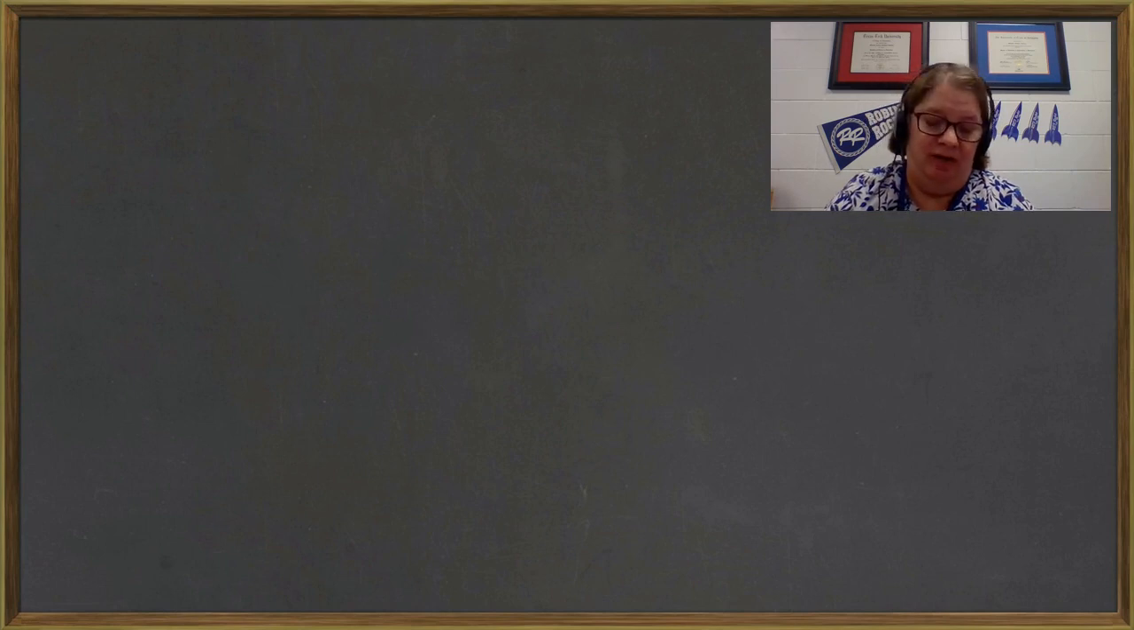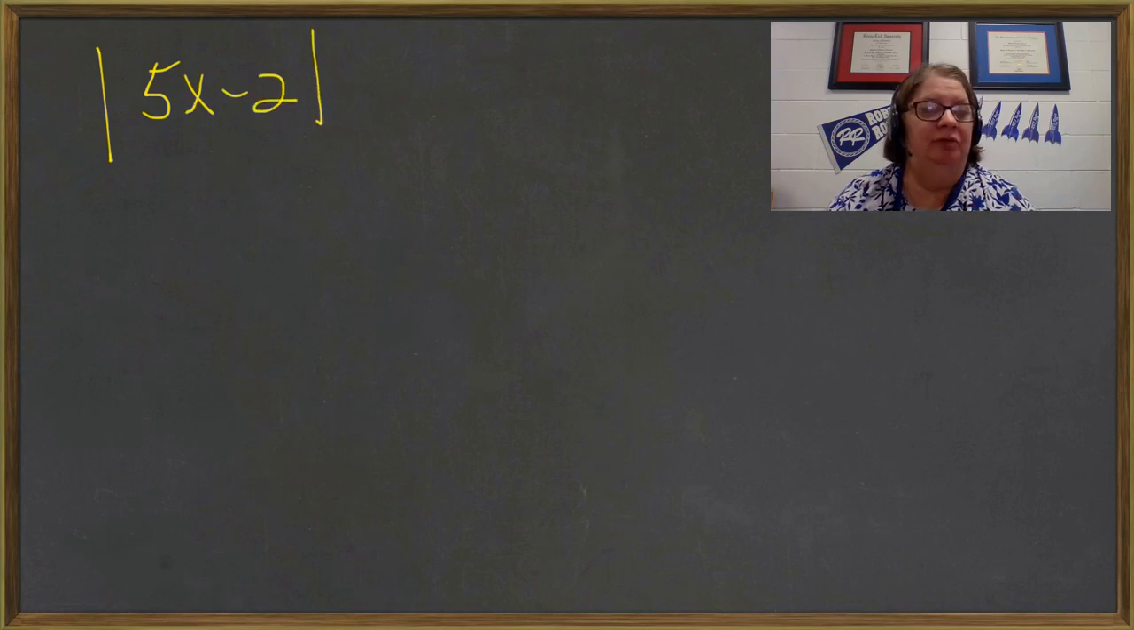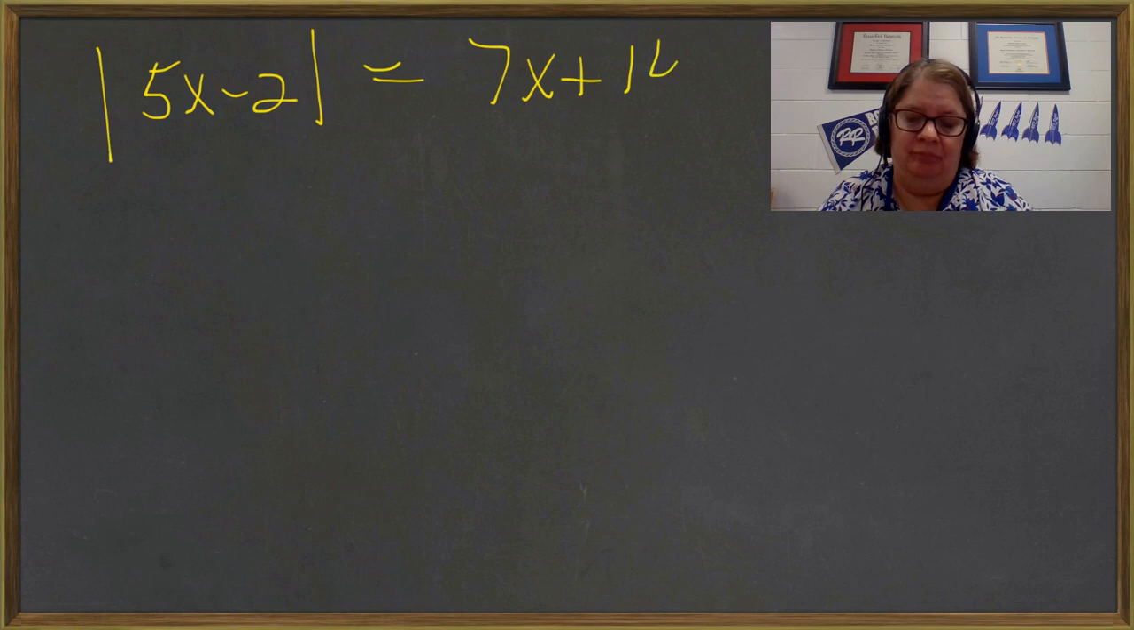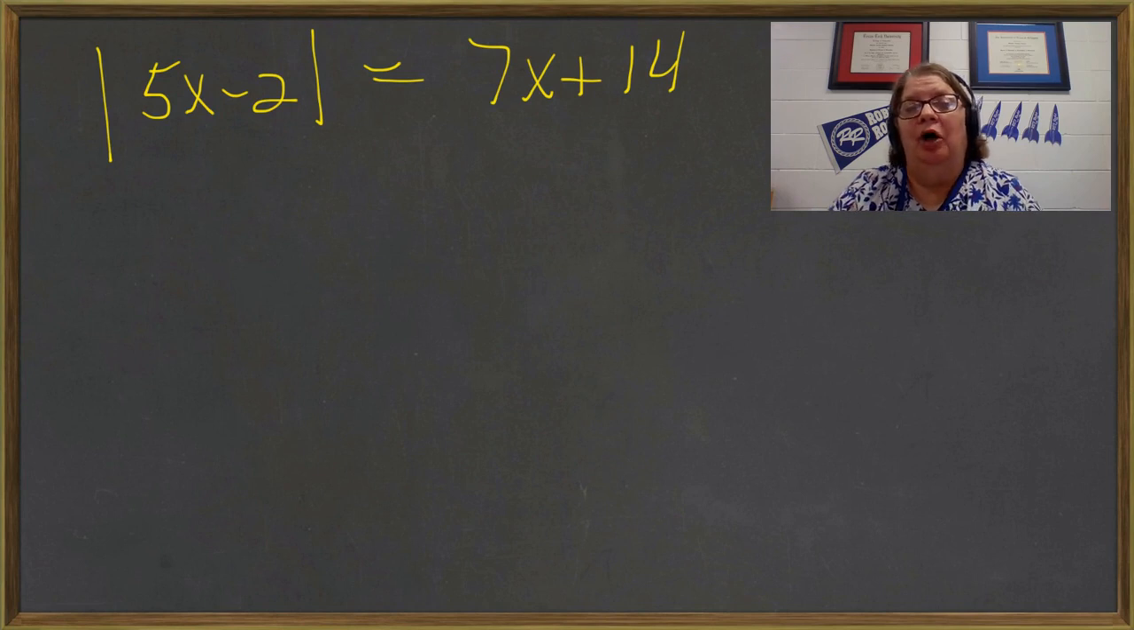So absolute value of 5x minus 2 equals 7x plus 14. One caution when you write these down is to make sure your absolute value bars are tall so they don't look like ones. First step is to isolate, but there are no numbers outside the absolute value bar on the same side of the equation, so we don't have to isolate. Split.